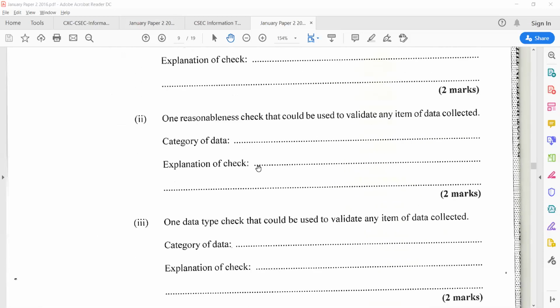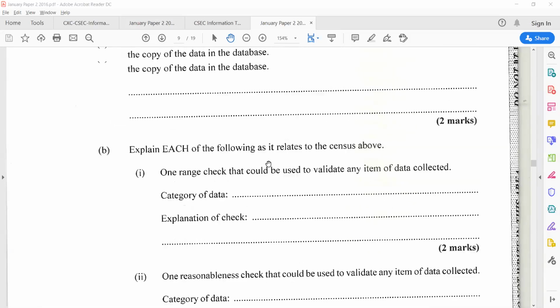Let's move on now to the reasonableness check. So which category of data could you do a reasonableness check on?